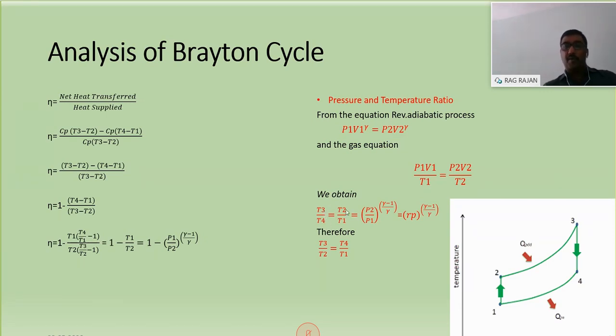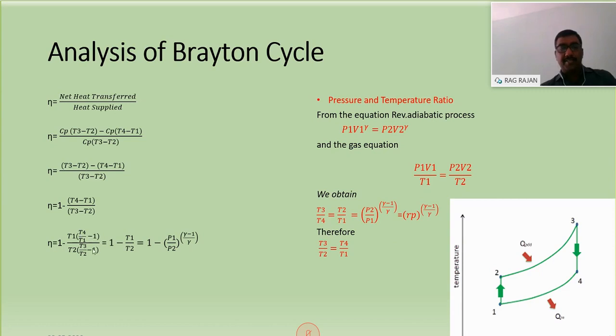T3 by T4 is equal to T2 by T1, which is equal to the pressure ratio, P2 by P1. Already I have mentioned the pressure ratio. P2 by P1, the whole raised to gamma minus 1 by gamma. What is this gamma? This gamma is equal to Cp by Cv. Finally, you will get the pressure ratio raised to gamma minus 1 by gamma. So by cross multiplication, you will get T3 by T2 is equal to T4 by T1.